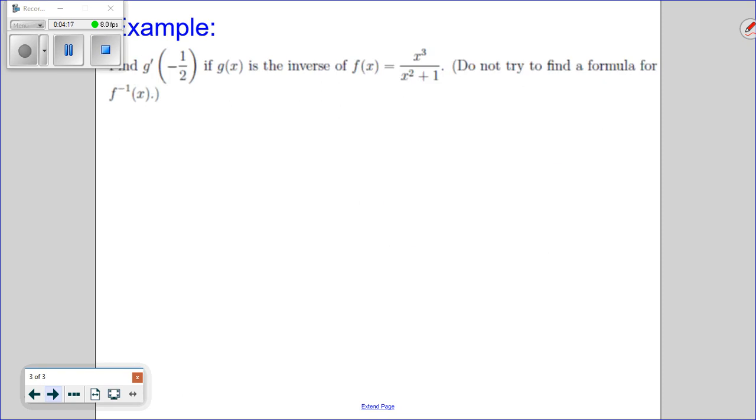So this time it says, find g prime of negative 1/2 if g of x is the inverse of f of x, which equals x cubed divided by x squared plus 1. So we want to find the derivative of g without actually finding g, because trying to find the inverse of f would be very difficult. So if you can remember the formula, you don't have to actually find g. All right, so remember our formula is g prime of b equals 1 over f prime of a.